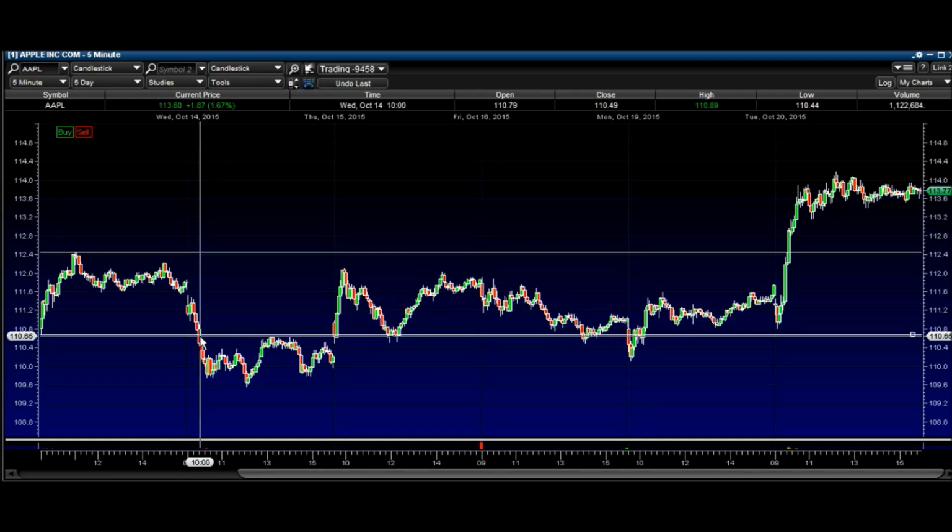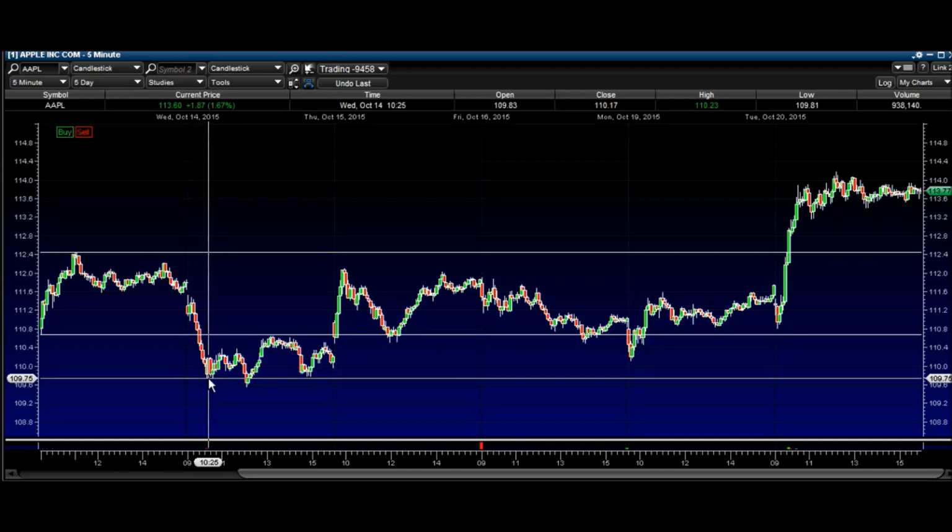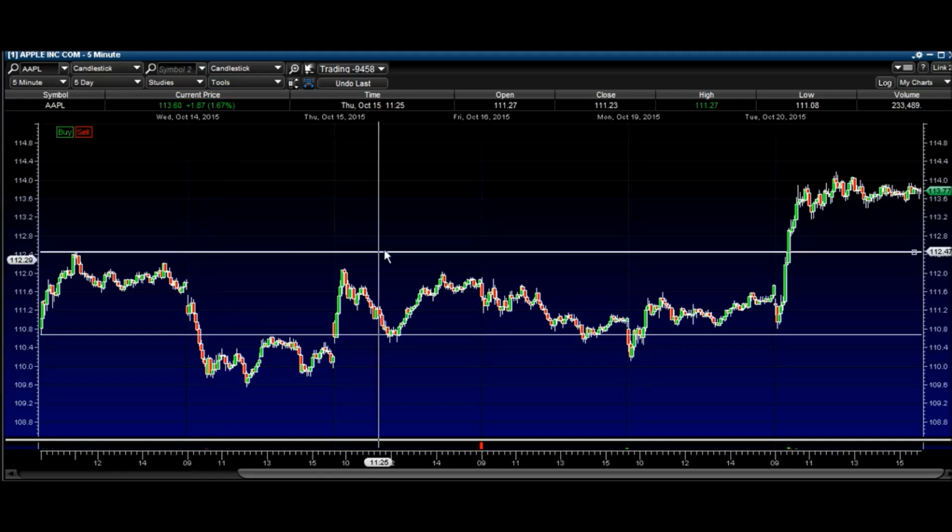It broke below that previous range low point, and then we saw it fall from the 110.65 all the way down to 109.75. So if you were trading options, you definitely would have had the move you needed to see. If you short the stock, you could have also seen a fairly significant move.